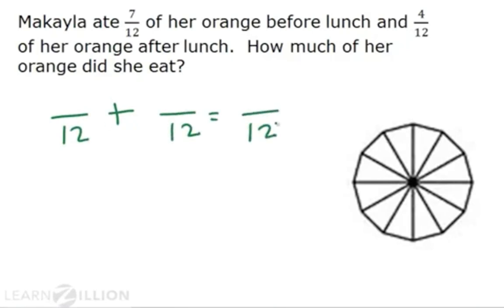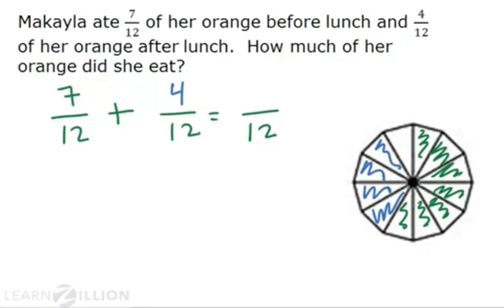My numerators are a different story. Michaela started by eating 7/12 of her orange. 1, 2, 3, 4, 5, 6, 7. And then she ate 4 more of the 12 pieces. 1, 2, 3, 4. She ate 7 plus 4, or 11, pieces of her orange. Michaela ate 11/12 and had only 1/12 of her orange left.